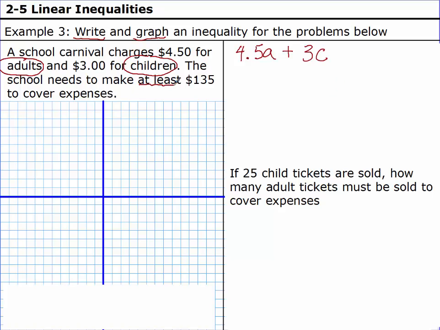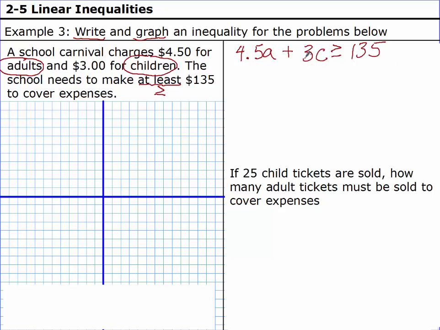And this word at least, this is a code word. That means we need to make 135, but we would love to make more than that. So at least equal to 135, but we'd love it to be greater than. So greater than or equal to is what at least is code for. So greater than or equal to 135.